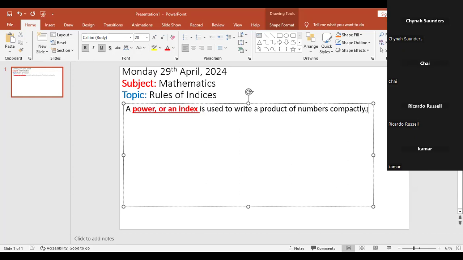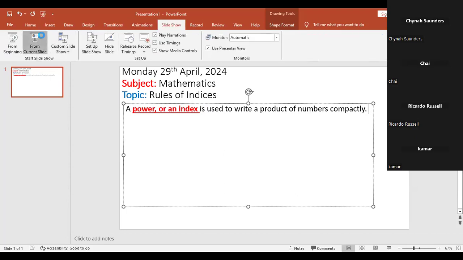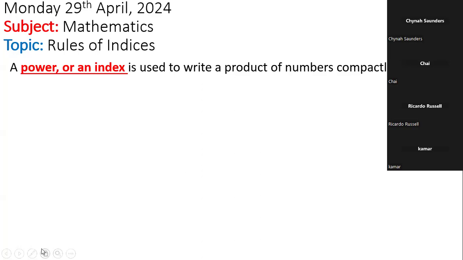Now, the index is the same thing as a power. So for example, if we have 2 to the power of 5, which number here is the power? 2 or 5? 5. 5, very good. 5 is the power, okay? Or index, okay?